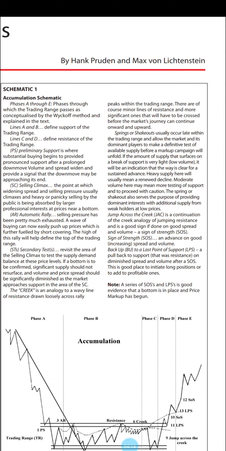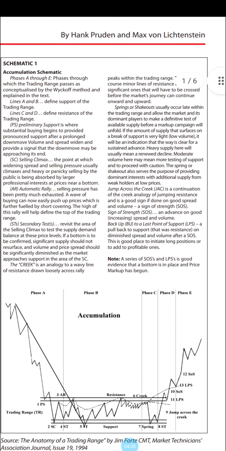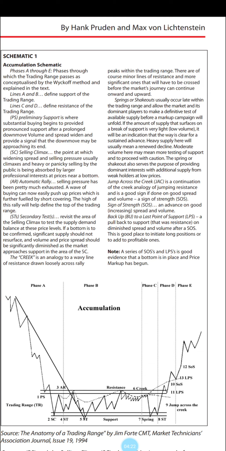Trading range. Okay, so the springs or shakeouts usually occur late within the trading range and allow the market and its dominant players to make a definitive test of available supply before a markup campaign will unfold. If the amount of supply that surfaces on a break of support is very light, low volume, and sustained advance, good. Heavy supply here will usually mean a renewed decline. Moderate volume here may mean more testing of support and to proceed with caution. The spring or shakeout also serves the purpose of providing dominant interest with additional supply from weak holders at low prices.